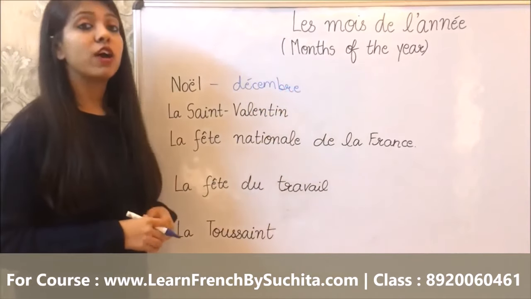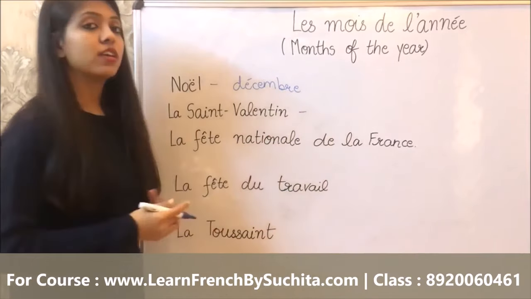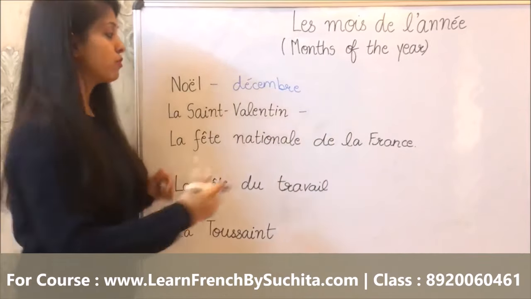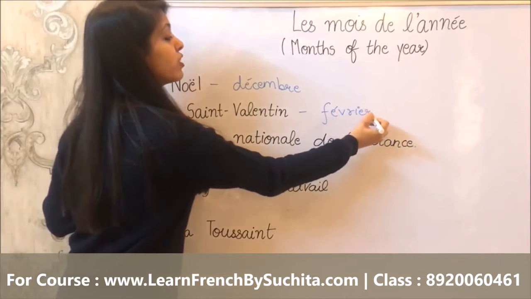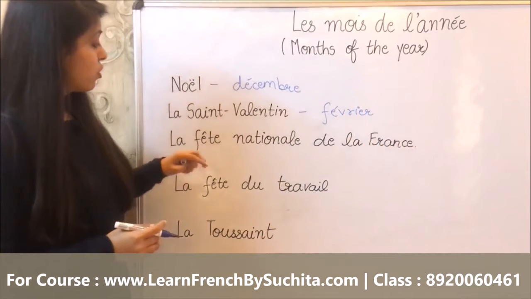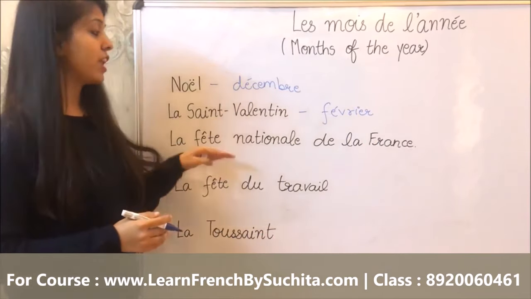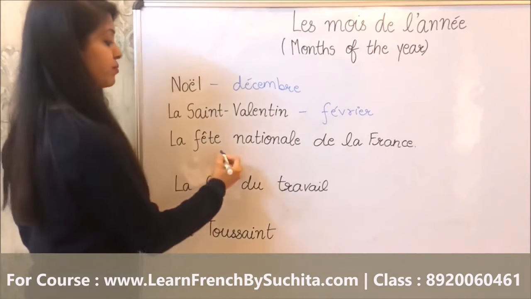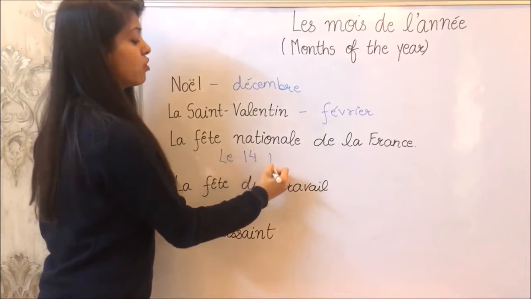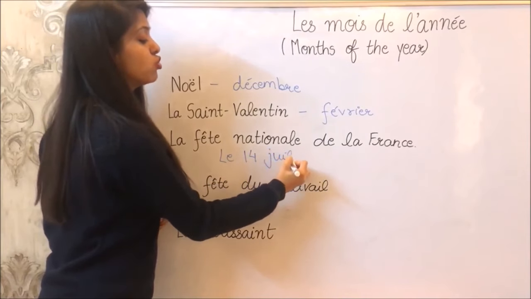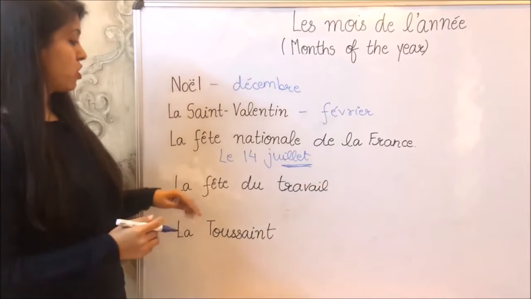La Saint-Valentin, which is Valentine's Day. Au mois de, in the month of? Février. 14 février. La fête nationale de la France, which means the National Festival of France. Le 14 juillet. So the month is juillet.